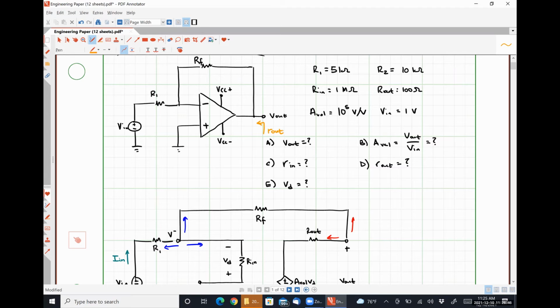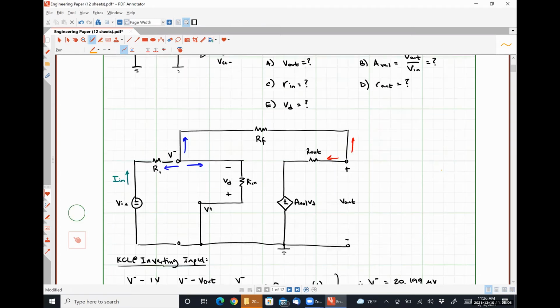Or we could do a test source method, but I'm not going to do that. The reason why I'm not going to do it is because we already know what the open circuit voltage is. It's just V out, right? So V out and V Thevenin are the exact same quantity, so there's no point in solving for it again. So we need to analyze this circuit.